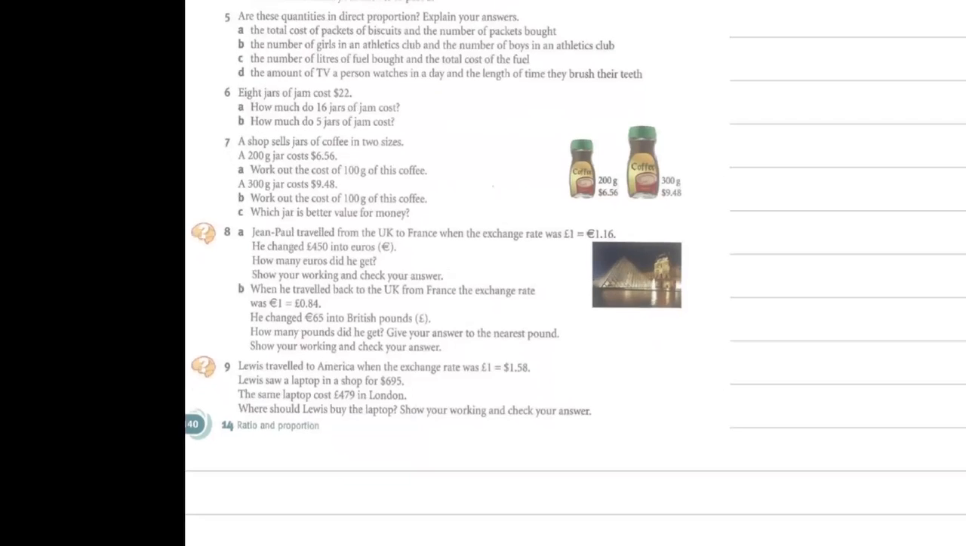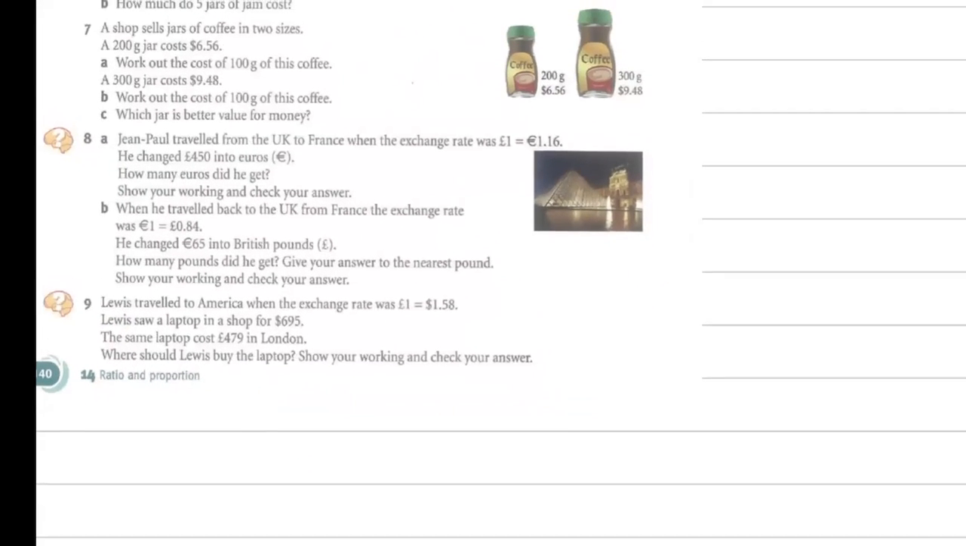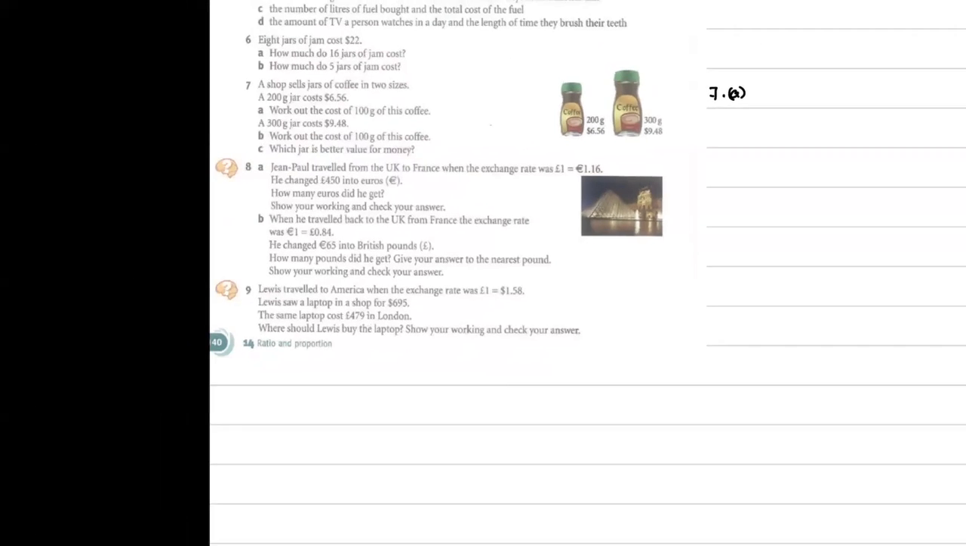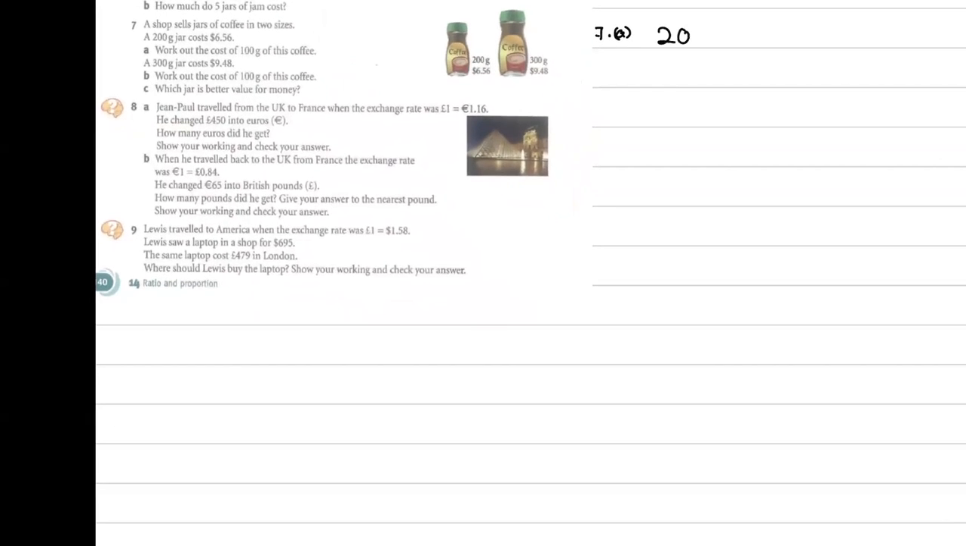Moving on. Number 7. A shop sells jars of coffee in 2 sizes. The 200-gram jar costs $6.56. Work out the cost of 100 grams of this coffee. So 7A wants us to work out 100 grams. So 200 grams is $6.56. They just want us to find 100, not 1. 100 grams is how many? $6.56 divided by 2 is $3.28. Why? Because I divide by 2 this side, divide by 2 this side.